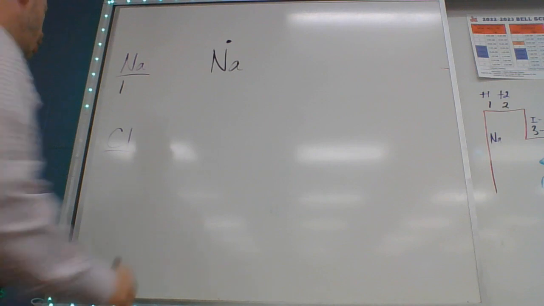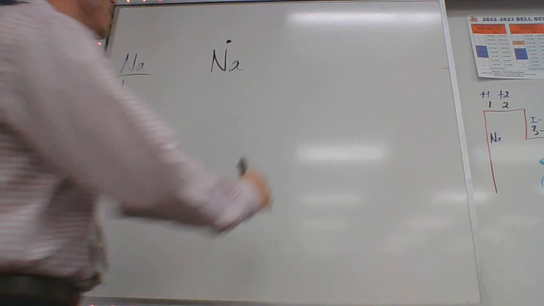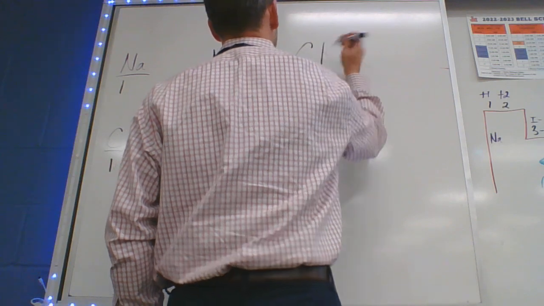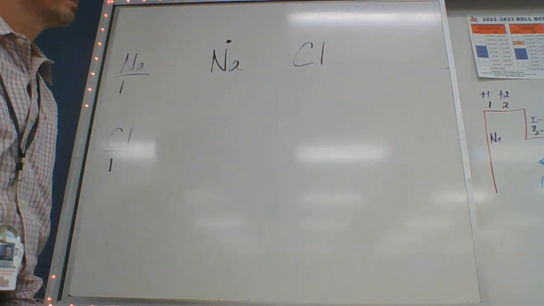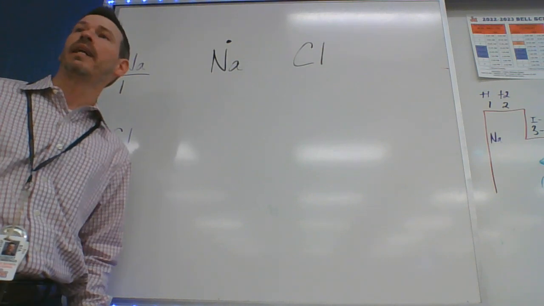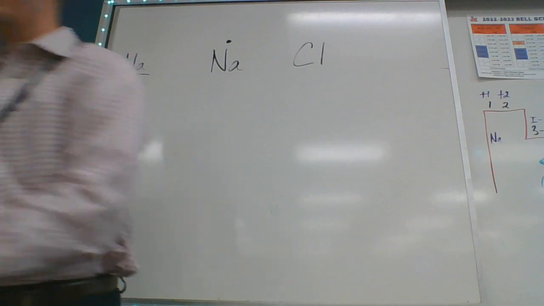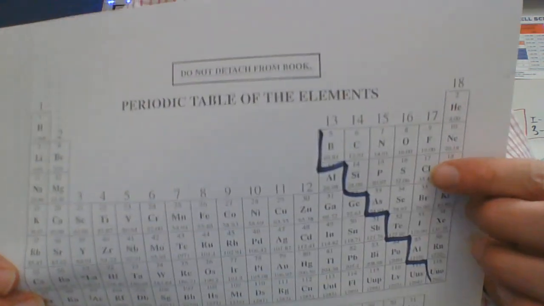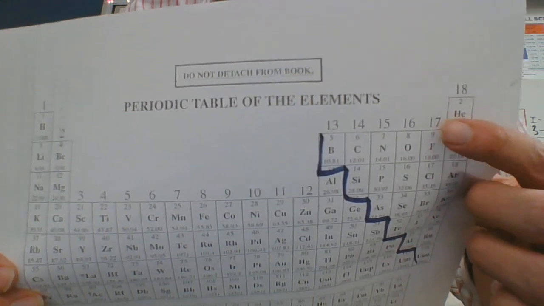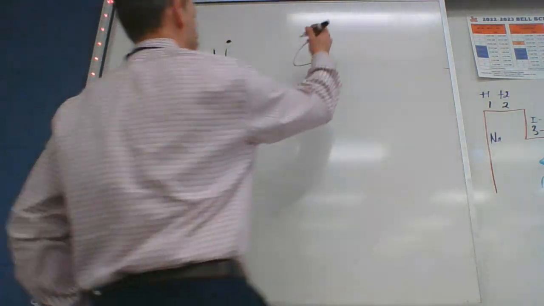I also want to draw a chlorine because we're going to form a compound and make them bond together. So let's draw a chlorine. How many valence electrons does a chlorine have? 7, right? Because we know that chlorine is hanging out way over here in group 17. Therefore, he's got 7 valence electrons. So draw them.